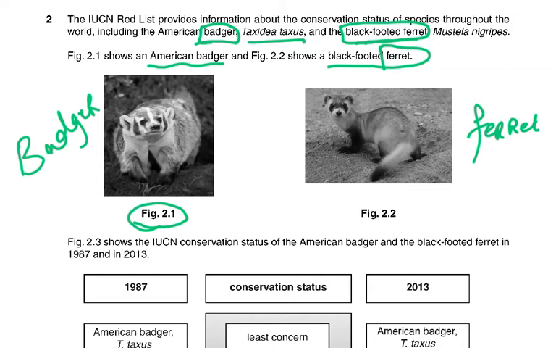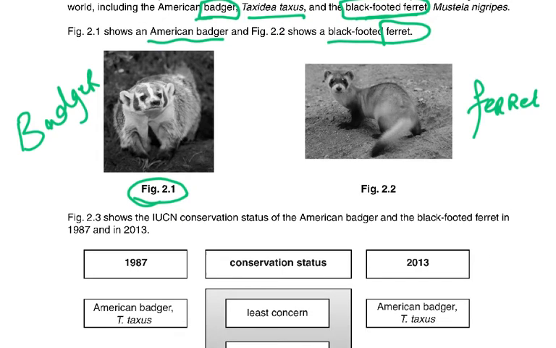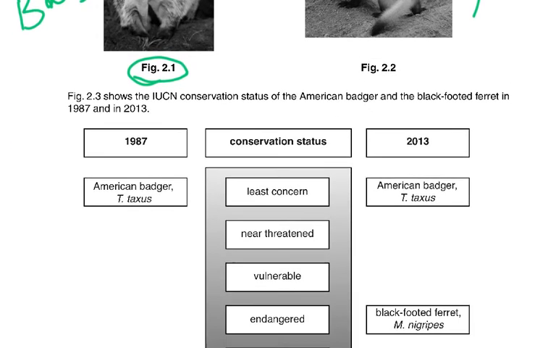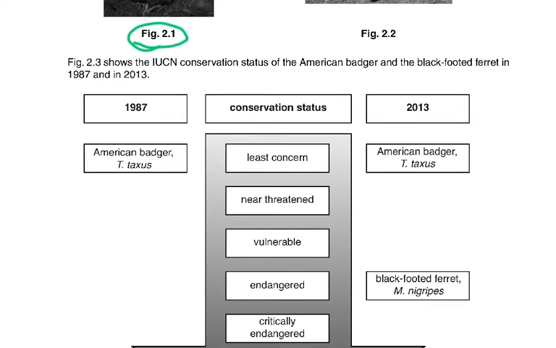So let's just say the badger, forget the American and the black-footed one. So badger and ferret, let's make it simple so that we can understand the question. 1987, 2013. American badger, conservation status, least concern. American badger, least concern, 2013. So in 87 they were also least concern, and then also least concern.